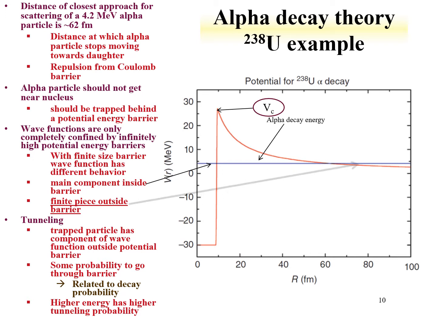The main component of a wave function that describes where the alpha particle can exist would be inside the barrier, but there's also a finite component that's going to be outside the barrier. So there's a probability of finding the alpha particle outside the barrier. And this is what we call in quantum mechanics tunneling. The trapped particle has a component of the wave function outside the barrier potential, so there's a probability, however small, of it appearing outside this barrier. In fact, we can show that this probability of penetrating the barrier has to be related to the decay probability. So we should be able to determine something about the decay constant related to this barrier.